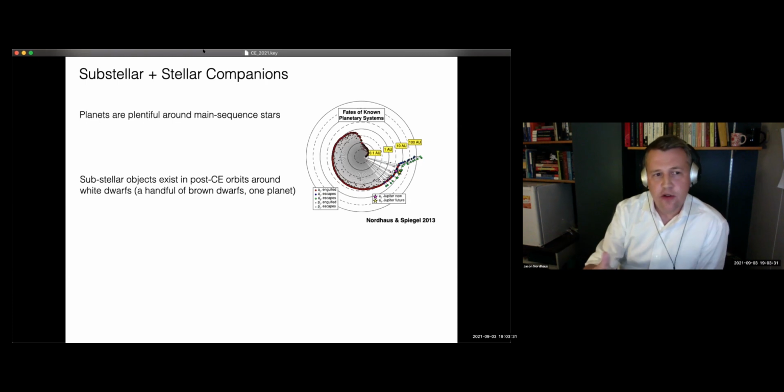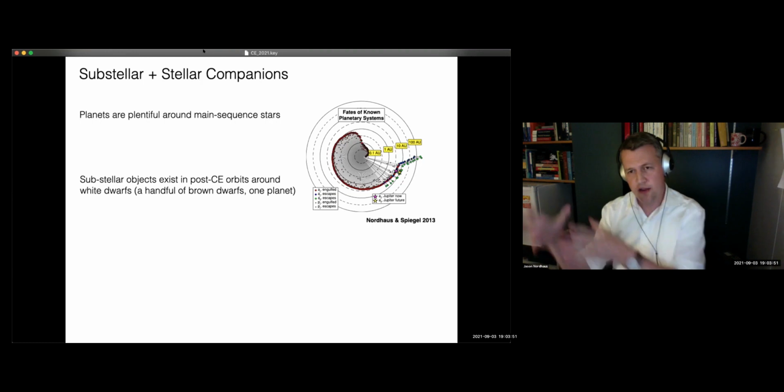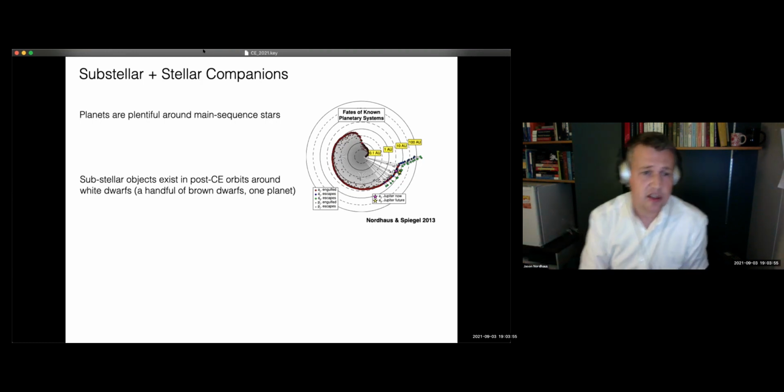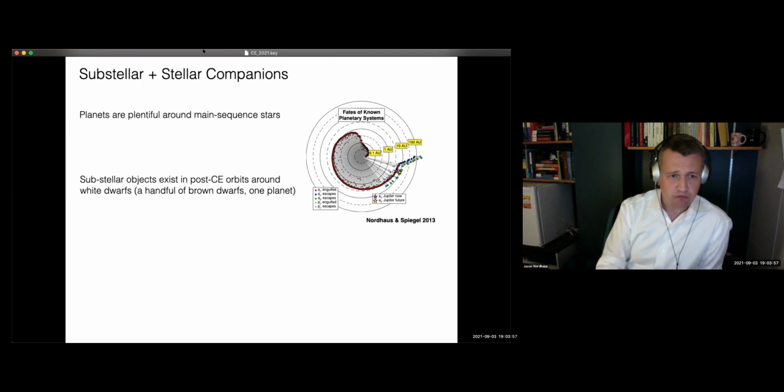Now we also know that some substellar objects can actually emerge from common envelopes into post-CE orbits. There's a handful of brown dwarfs in sub-day periods around white dwarfs that are known to survive. In those systems, it's thought that they haven't undergone much evolution during that phase. Their initial mass was whatever it was, and they emerged at about the same mass. So they seem to be unfazed by it, but they have emerged on their side.